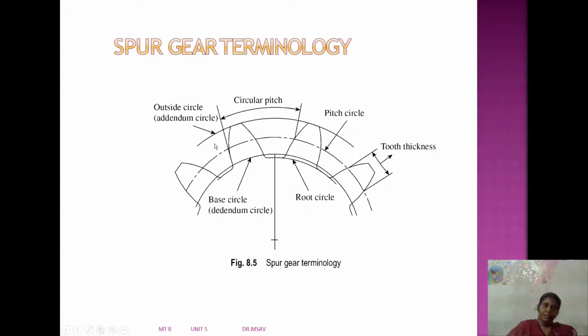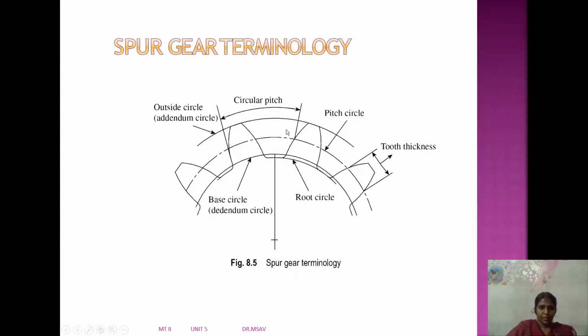So we will see the gear terminology. Center circle, center line is there. This is the pitch circle. This is the imaginary circle which is drawn on the gear. Above the pitch circle we have the addendum circle. Below the pitch circle we have the dedendum circle. Clearance will be there for the engagement of the gear with the pinion.